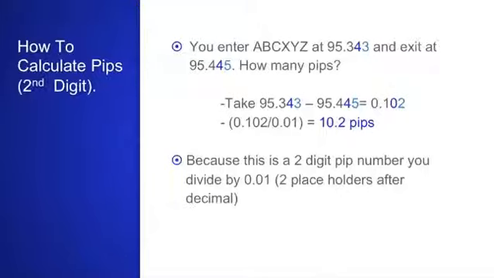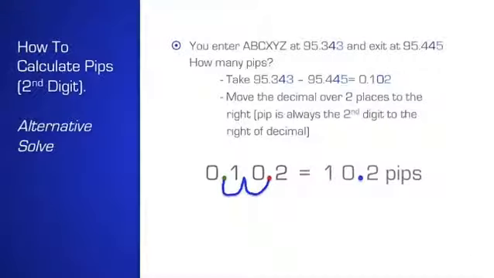Now, notice how you divided by 0.01. Why did you do that? You did it because there are 2 placeholders after the decimal. Remember, on yen and gold pairs, the pip is the second digit after the decimal. So that's why you would divide by 0.01. That's one way of doing it. Now, the other way of doing it, you already know, is slide the decimal place 2 spaces to the right.